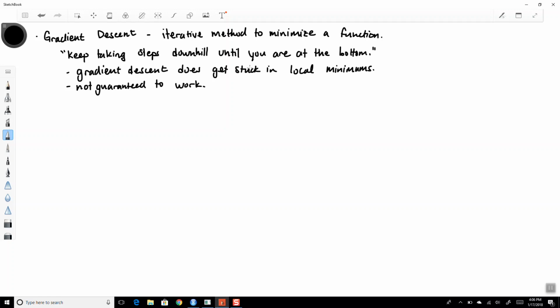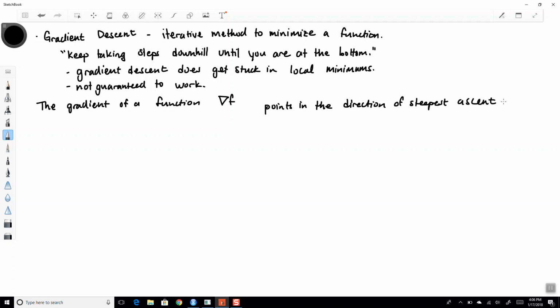Just some warnings, right? Buyer beware. And let's just review the gradient of a function. It points in the direction of steepest ascent, so going in the opposite direction would point in the direction of steepest descent.